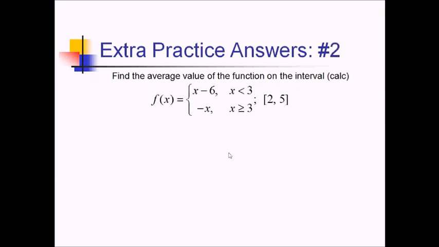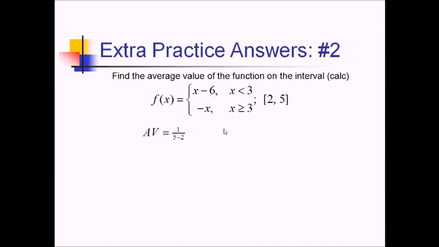For this problem, I'm trying to find the average value of this piecewise function on the interval from 2 to 5, and I can use a calculator, but first I'm going to have to set up the integrals so I can plug them into my calculator. So my average value, I'm going to have 1 over b minus a, so 1 over 5 minus 2 times, and now I'm going to have a combined kind of integral here.